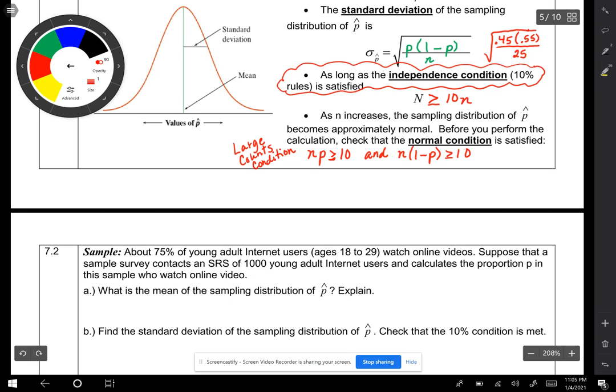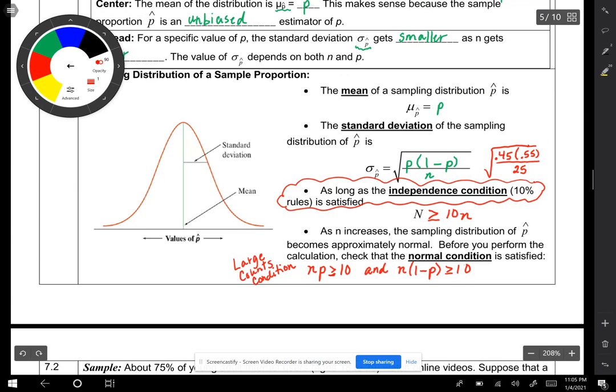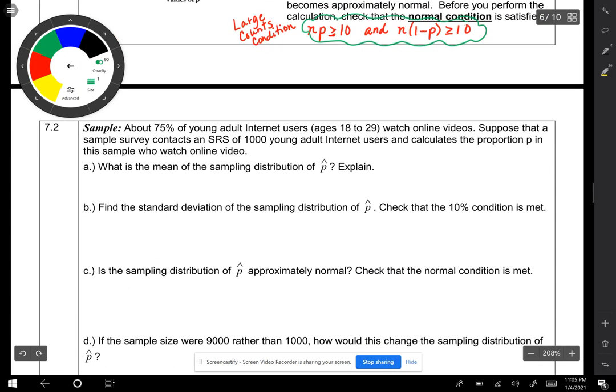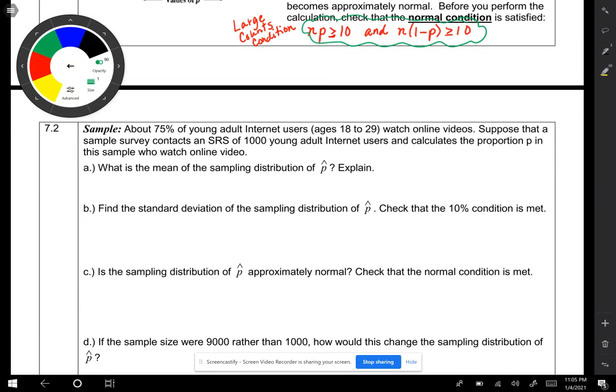We learned that at the end of first semester, really towards the end. And now we are going to do some problems based on this information. So these are the important formulas you need. You need this one, and you can only use that formula as long as the 10% rule is satisfied, and then these two. That's not really a formula, it's a condition. So let's go ahead and do an example.